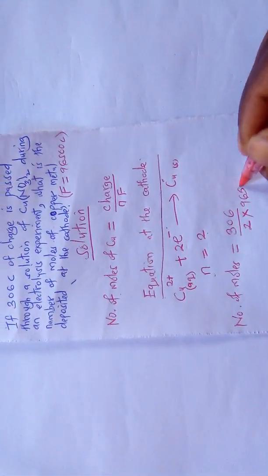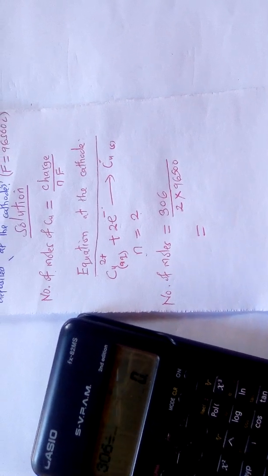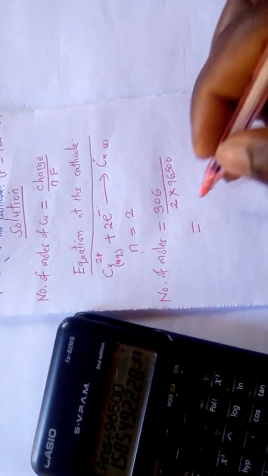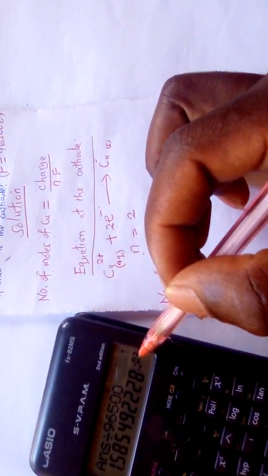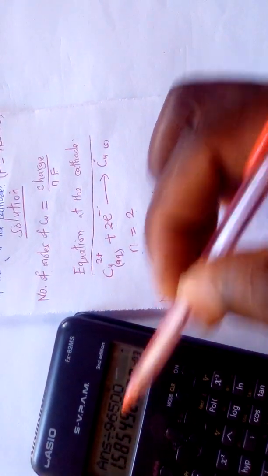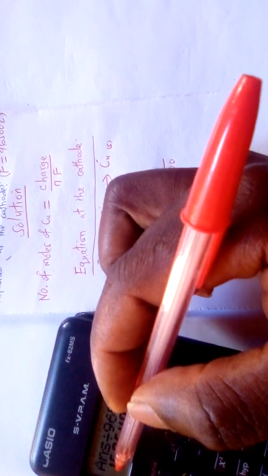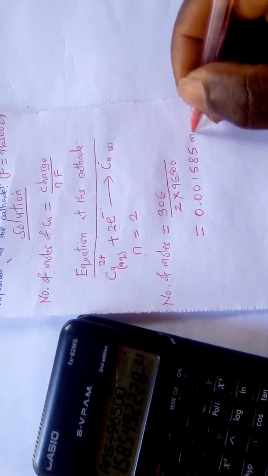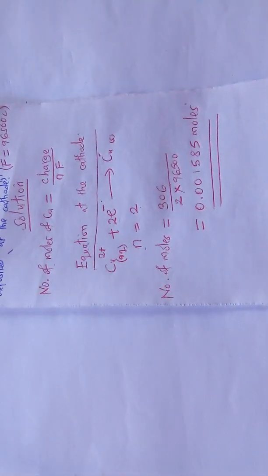When you work this out on your calculator, you divide 306 by 2, then divide by 96,500, and you end up with 1.585 times 10 raised to negative 3. When you eliminate the power, raised to negative 3, it's like dividing by 1,000. So you come up with 0.00158 moles.